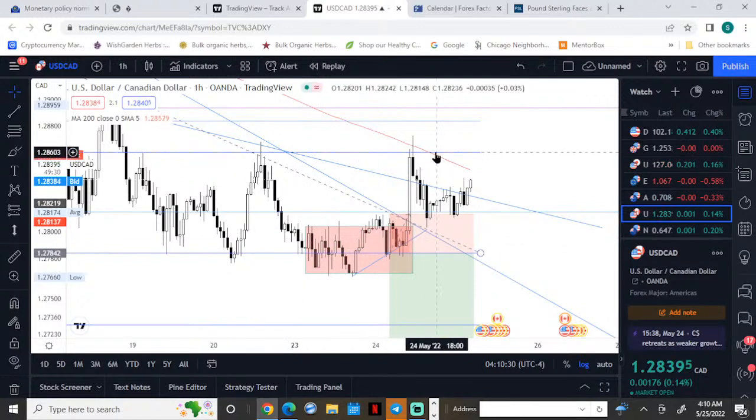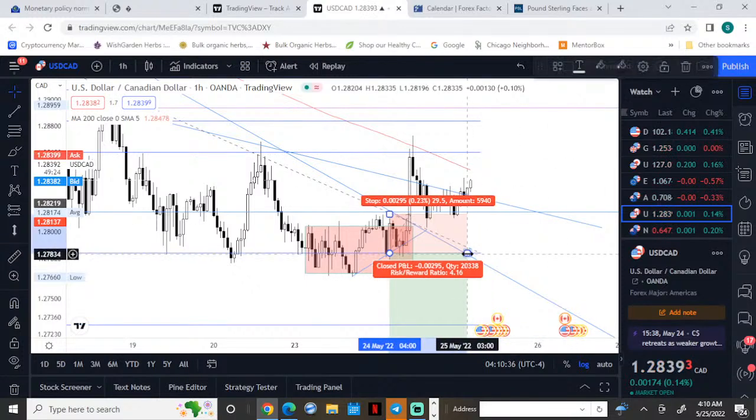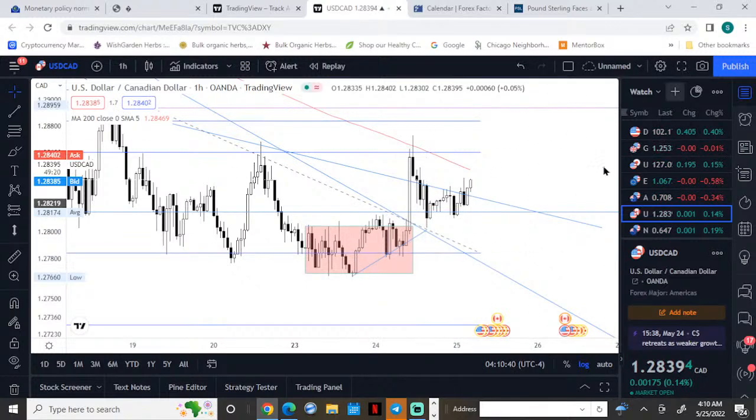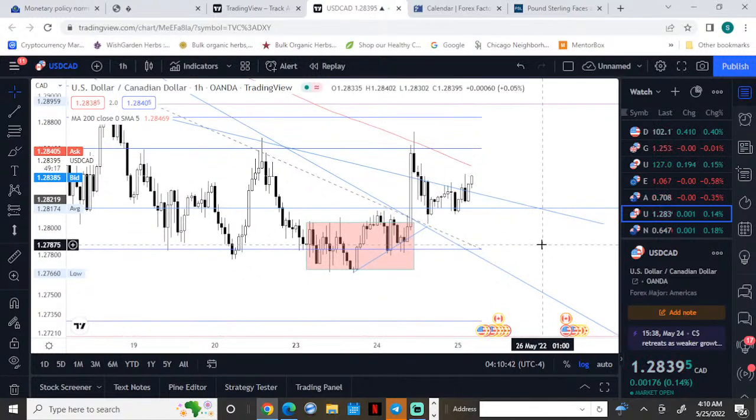we got this double top right here. News spiked up. I am going to get a retrace. I'm going to delete this. I was like, I am going to get a retrace. So I got in on a sale. I got in on a sale at 1.28445.